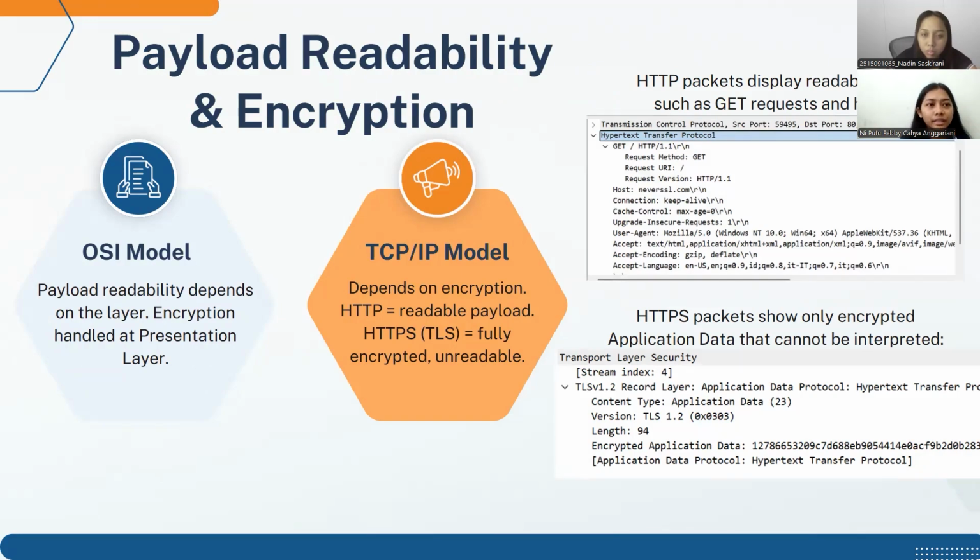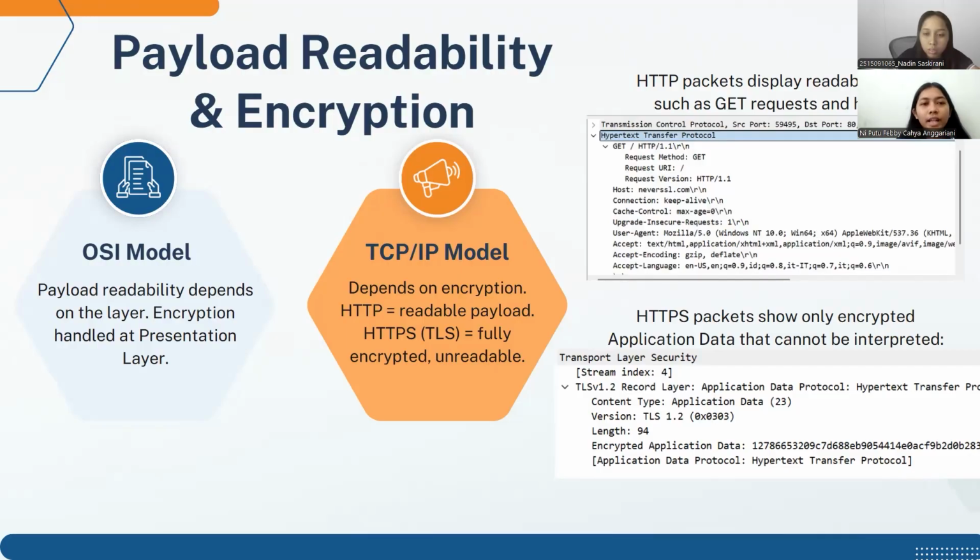For payload reliability and encryption aspect. For unencrypted HTTP traffic, the payload is readable. When you click on HTTP packets, you will see the full GET request and headers, and the URL being accessed. It's all plain text. But for HTTPS traffic, or HTTP over TLS, it is completely different.